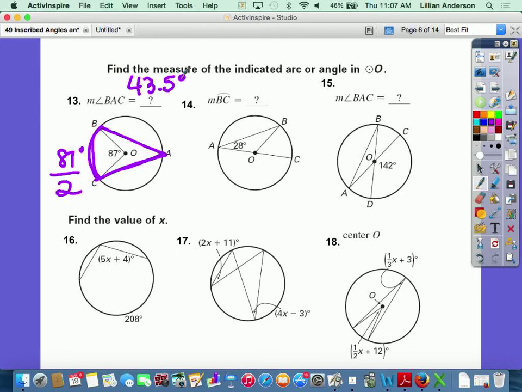Wait, what? Did you understand when we found the arc was 87? I thought the arc should be 2 times that. But see, we're given the central angle, which is 87. And central angles and their arcs are congruent. But how do you know it's a central angle? Look at where the vertex is. If it's in the center, it's a central angle.